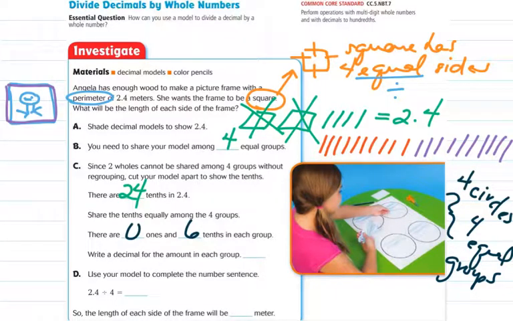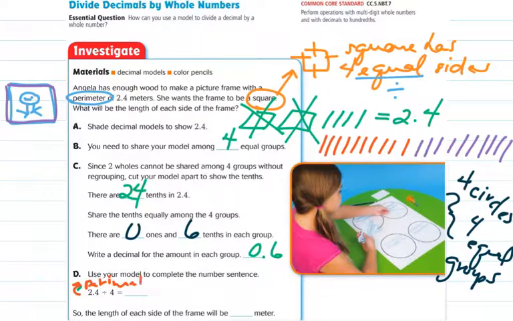So now it says write the decimal for the amount in each group. What we do is we write it in decimal form, which is 6/10. And then finally, boys and girls, on D, it says use your model to complete the number sense. 2 and 4 tenths, which is the perimeter. We should write that down so we can keep in mind.